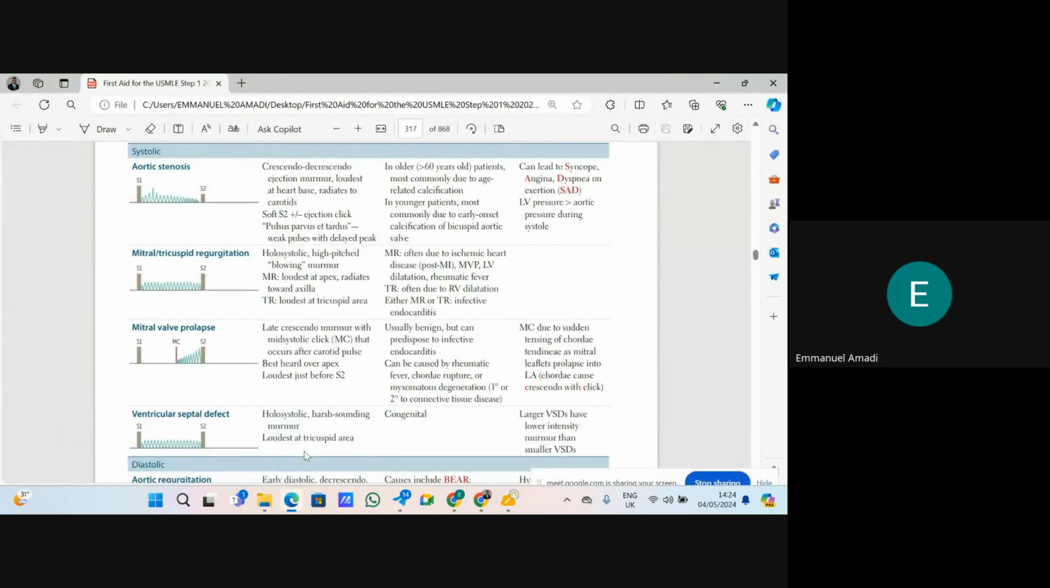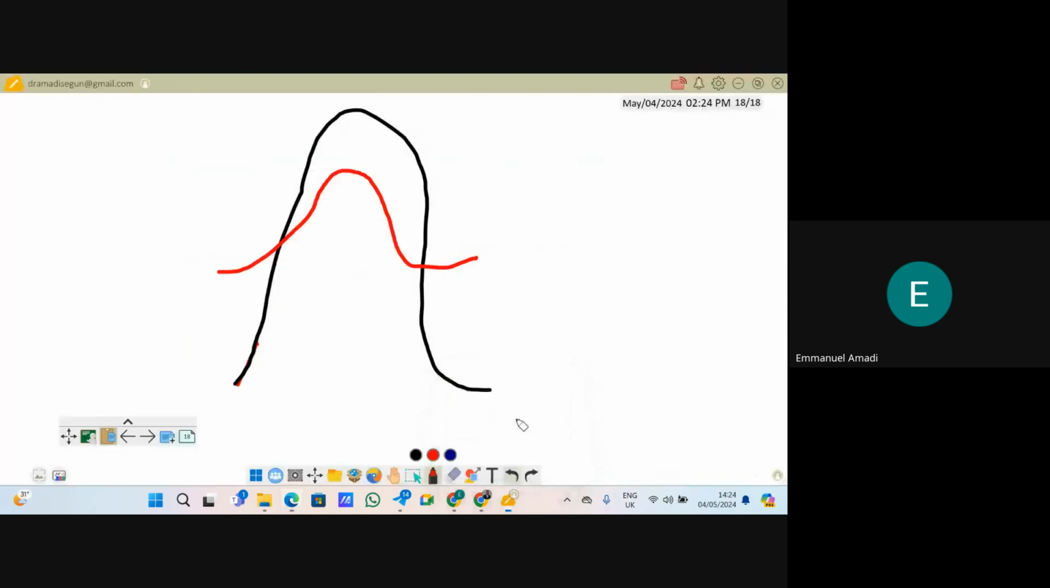Now, in aortic stenosis, the murmur is crescendo-decrescendo, meaning the murmur goes up, peaks, and starts falling. At this peak here, this is the peak of the murmur. This is where you hear the murmur loudest, because this is where it is peaking.